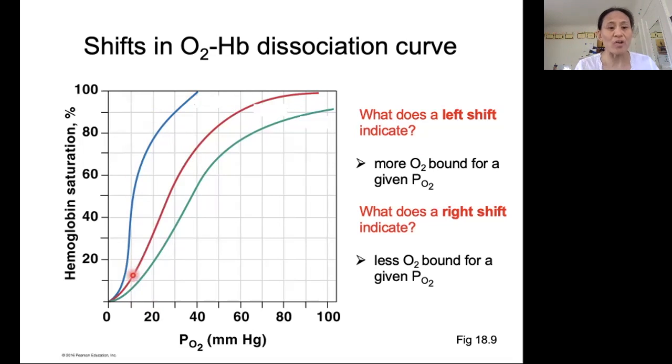A right shifted curve is going to be the opposite, right? So for a given PO2, if you compare the values of the red curve versus the green curve, what you see is that with the right shifted curve at a given PO2, you're going to have less oxygen bound to hemoglobin. You're going to be binding oxygen with a lower affinity. You're going to dissociate with oxygen more readily.